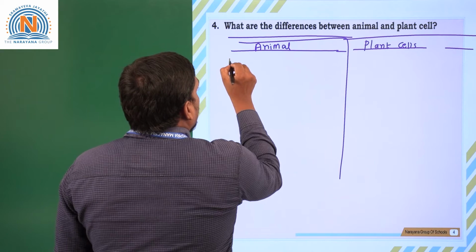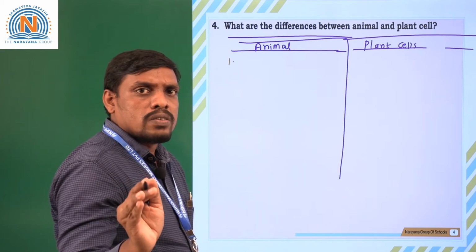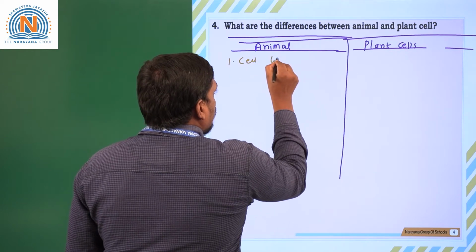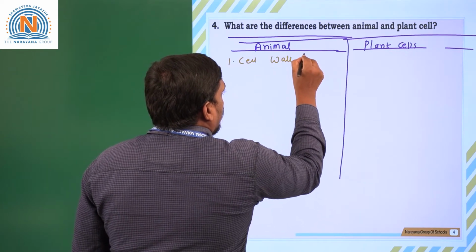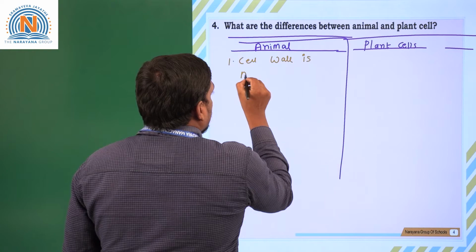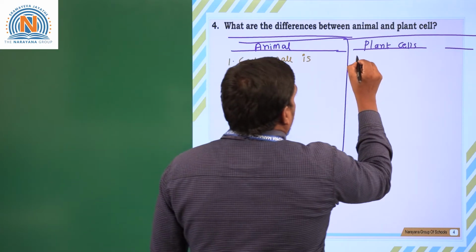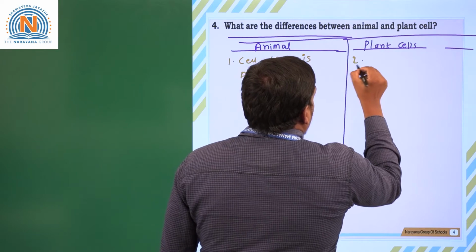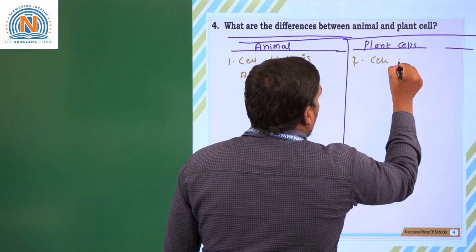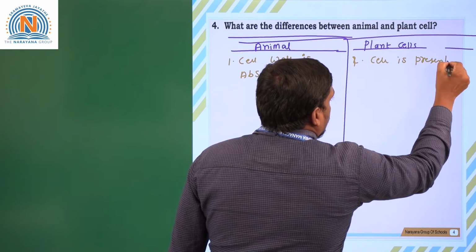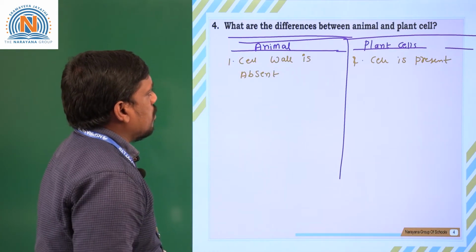In animal cell, generally first point what you have to write: cell wall is absent. The cell wall is absent in an animal cell. Whereas in the plant cell, the cell wall is present or seen.